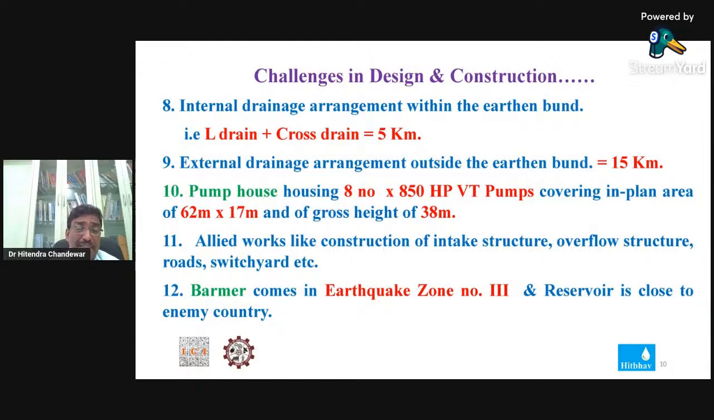Other challenges were that the Barmer area comes in seismic zone 3, and the reservoir site is very close to our enemy country, Pakistan, about 100 kilometer. So the safety and stability of the reservoir was again a very crucial issue.